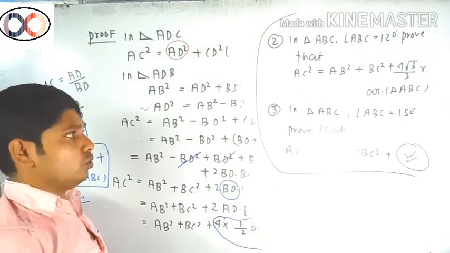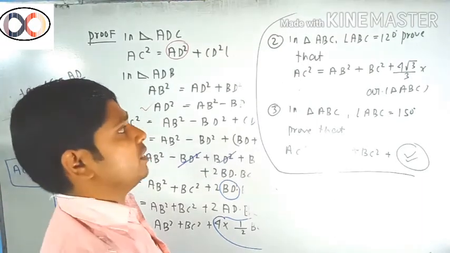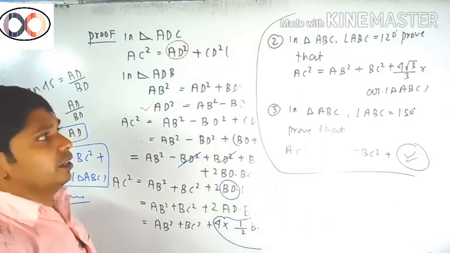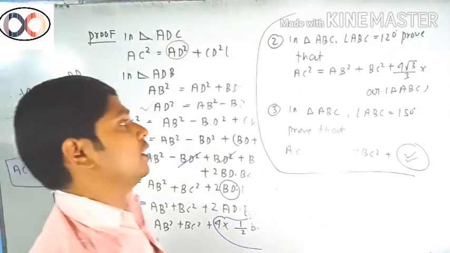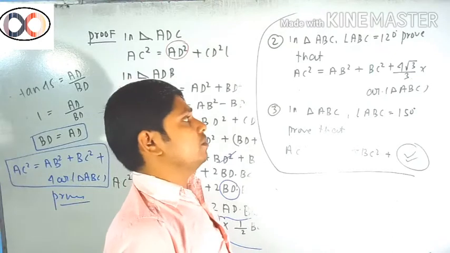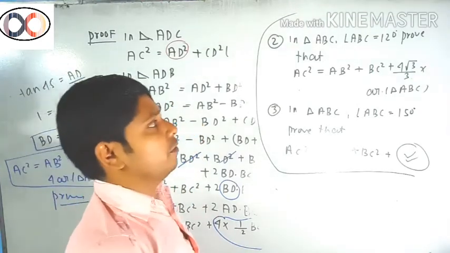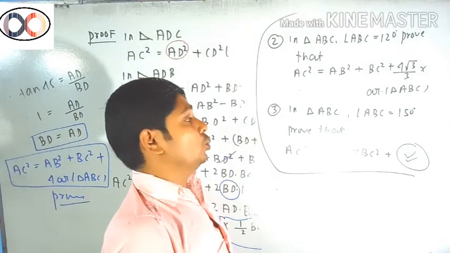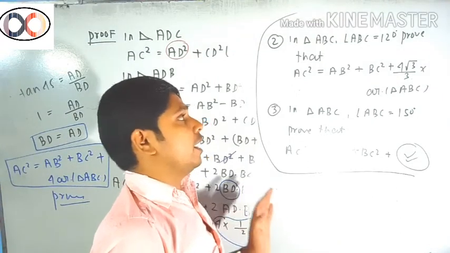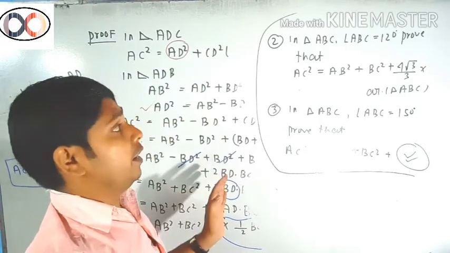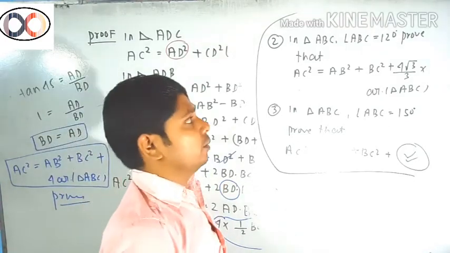Okay students, it is my humble request to you, please revise all of the theorems like Apollonius theorem, obtuse angle theorem, and right angle triangle theorem, that is the Pythagoras theorem. All the theorems are very important for examinations. You should try to apply all of the theorems, basically the Pythagoras theorem.